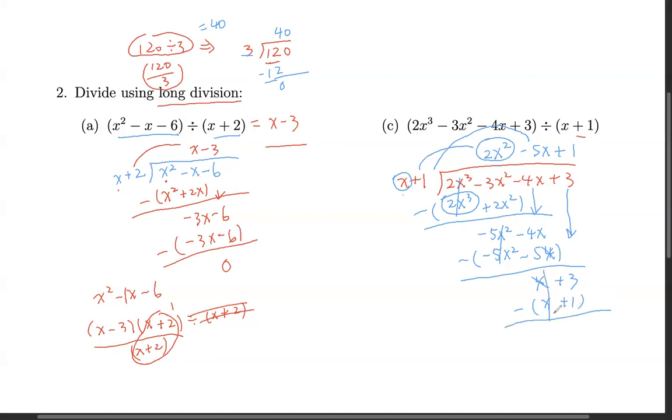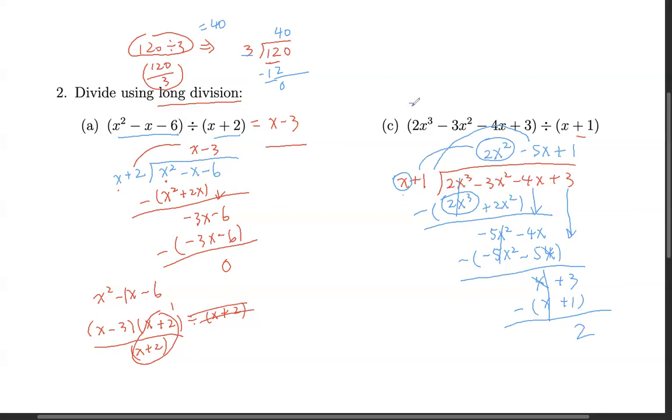X minus x, of course, becomes 0. 3 minus 1 is 2. And 2 is smaller than x plus 1, because x plus 1 is polynomial degree 1, and 2 is polynomial degree 0. So I know I'm done. How do we write our answers?